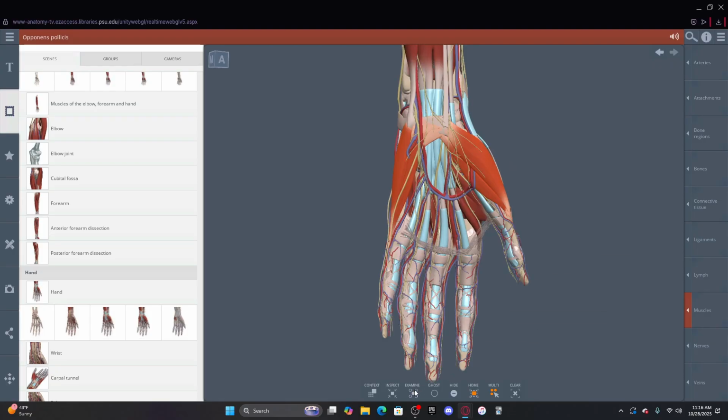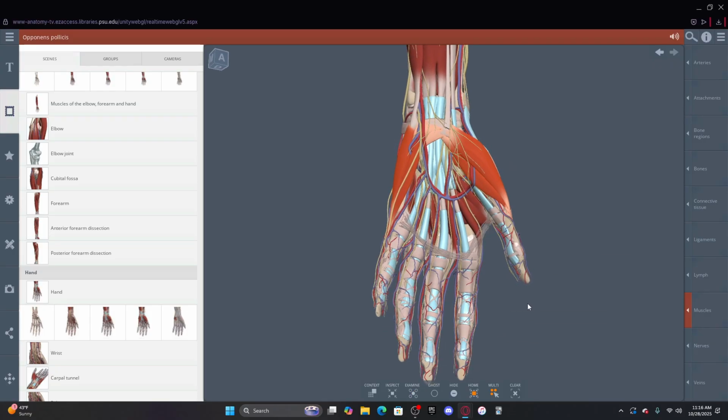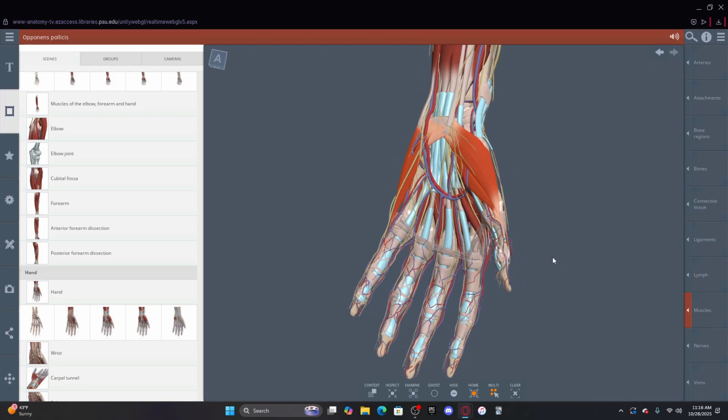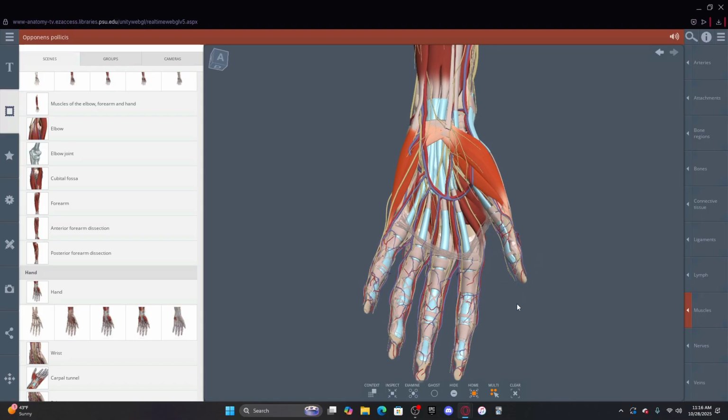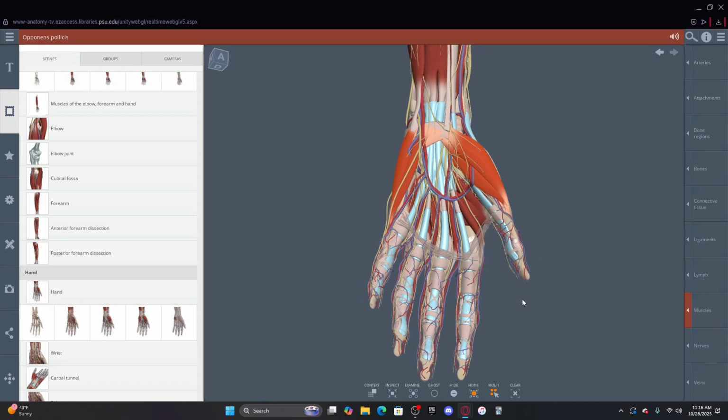So now that we have that down, you could also remember, when the thenar and the hypothenar muscles are dissected, the thenar are always going to be bigger, and on the thumb side, the hypothenar are going to be smaller, and on the pinky side. So now that we have that down, we can move on to the lumbricals.